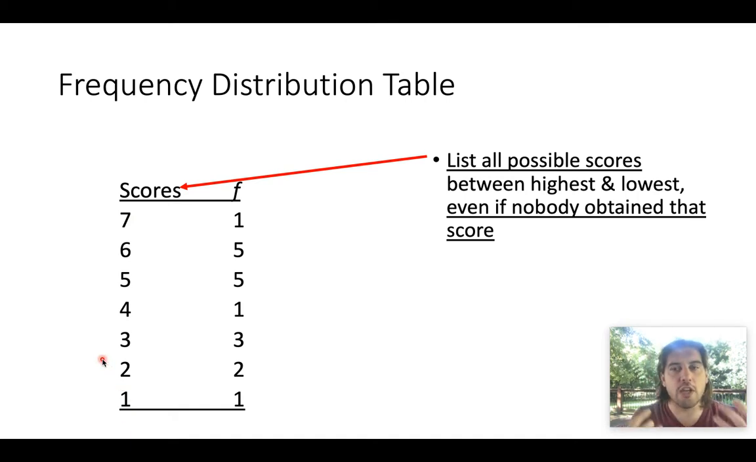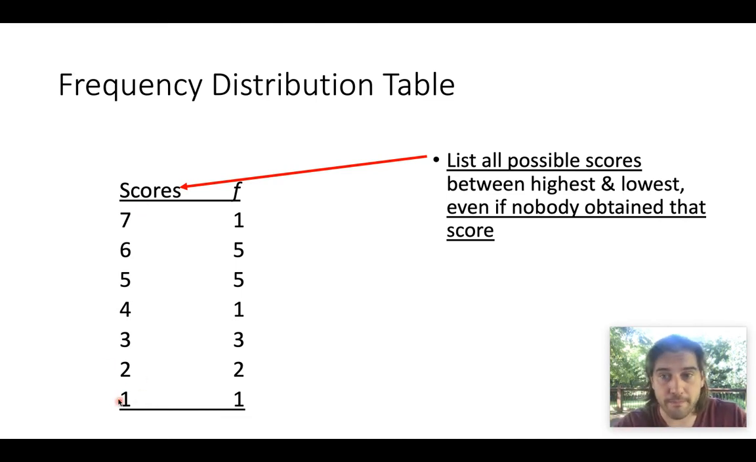So this is any number that someone could possibly have scored. In our question, we gave them a 1 to 7 scale, right? So the possible scores were 1, 2, 3, 4, 5, 6, or 7. We list those numbers from high to low, even if no one responded with that score. Even if there wasn't, let's say, someone who said a 4, because if no one said a 4, that's still valuable information. The absence of a 4 is an important point for us to consider. So you list all possible scores, even if no one actually responded with that score.